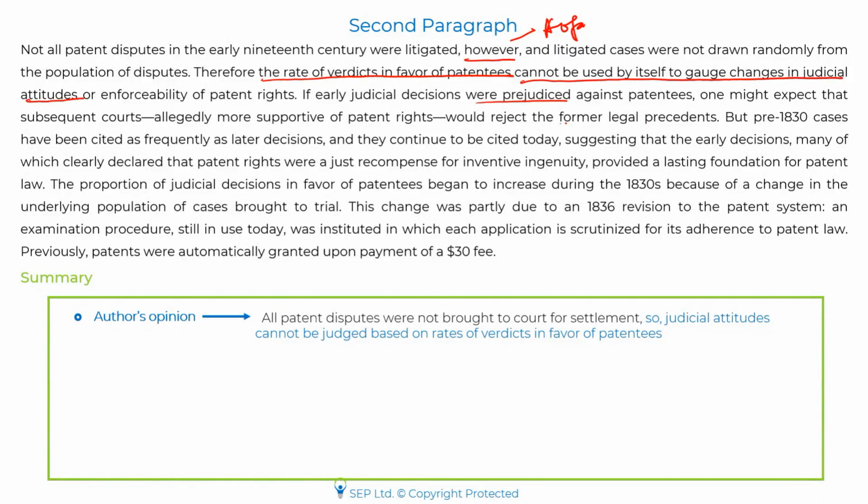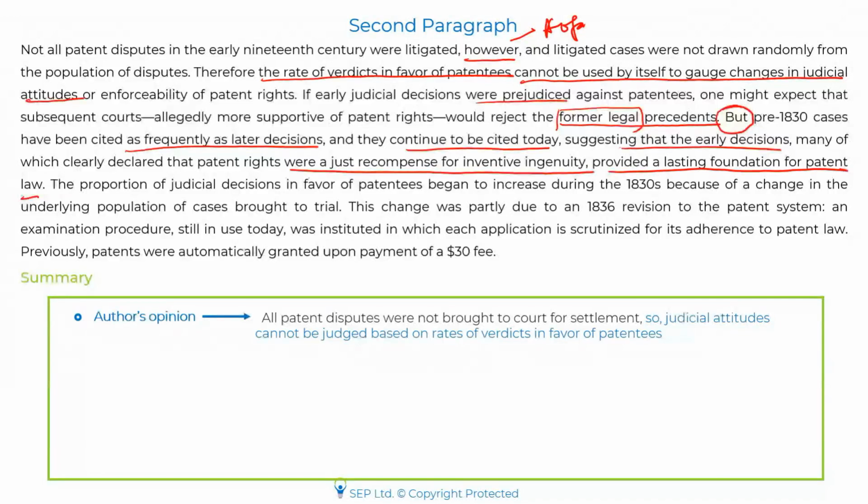But former legal precedents, former legal would refer to the former decisions, right? So the author is saying that if the former decisions were prejudiced, then the courts which came later would reject those former verdicts. However, again a transition word, but the pre-1813 cases have been cited as frequently as later decisions. They continue to be cited today, suggesting that early decisions were just a recompense of inventive ingenuity, providing a lasting foundation for patent law.